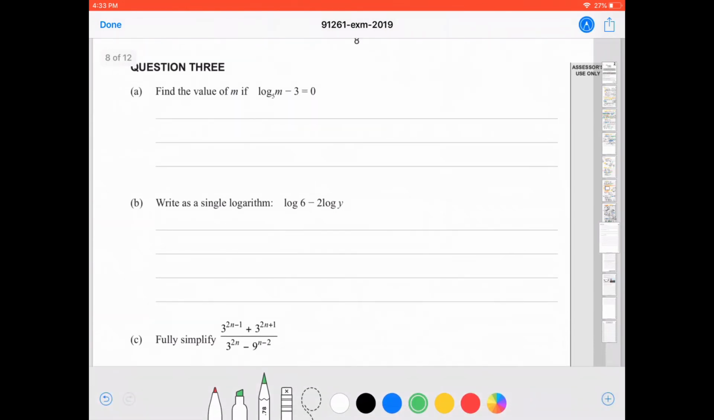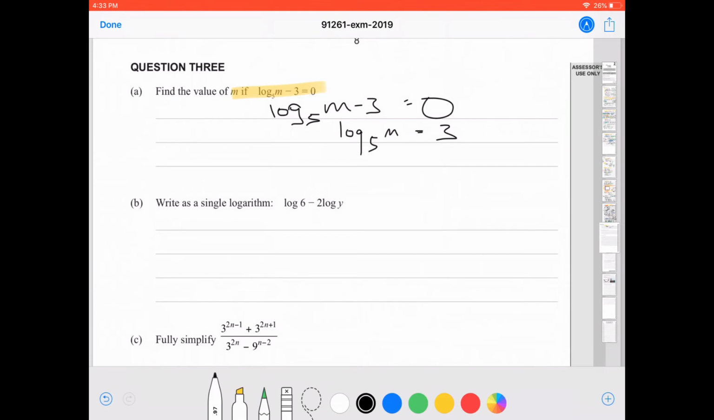So question 3, it says find the value of m if log 5m minus 3 equals 0. Okay, so log 5 is our base, m minus 3 equals 0, and we have to use our log rules. And what have we got here? We could say log 5m equals 3. Is that valid? Hopefully it is.